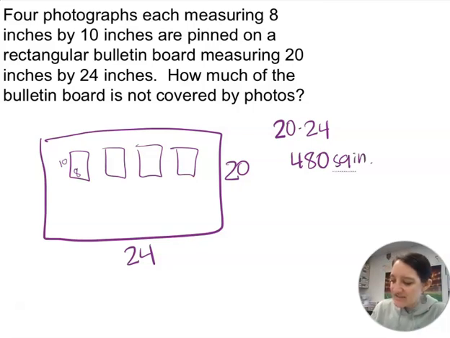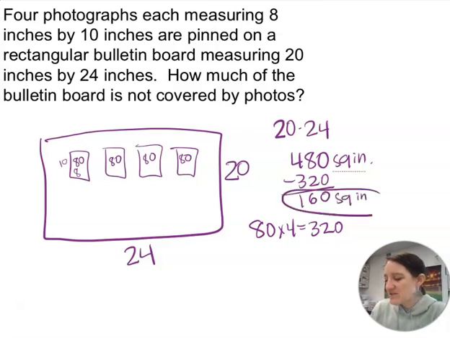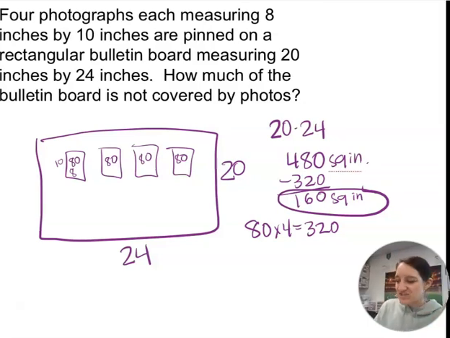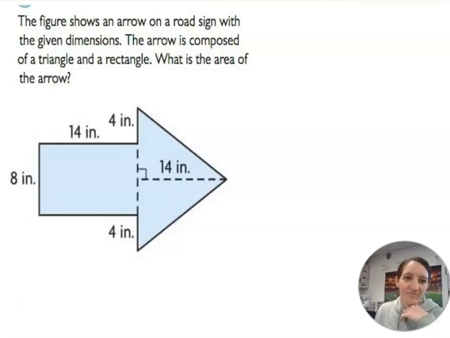Okay, and then let's take away, that would be 80, right? 10 times 8 is 80, so all of these are 80. 80 times 4 would be 320. So if I take away the 320, that's the photographs, that will leave me with 160 square inches that are not covered by the photographs. All right. So there's kind of two strategies there. I'm going to leave you off with this figure right here.